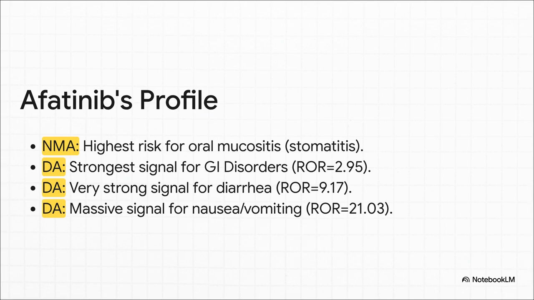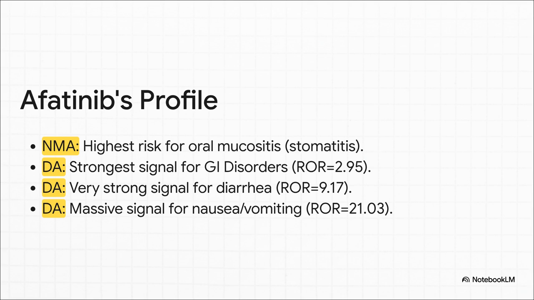This is a perfect example where both data sets, the clean and the messy, point to the exact same conclusion. The trial data flags the highest risk for oral mucositis. The real-world data absolutely confirms this, showing the strongest signals for GI disorders. And get this, a reporting odds ratio for nausea and vomiting of over 21.